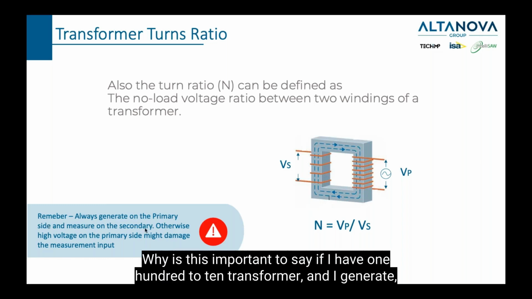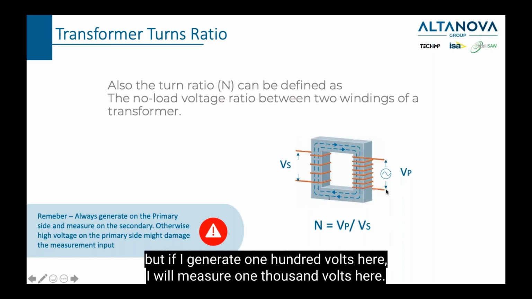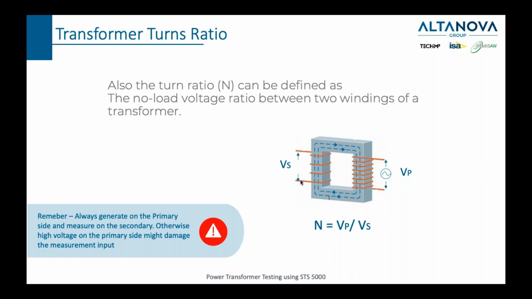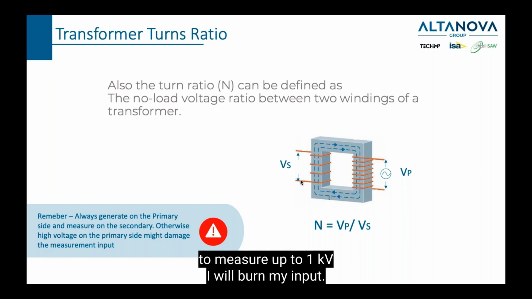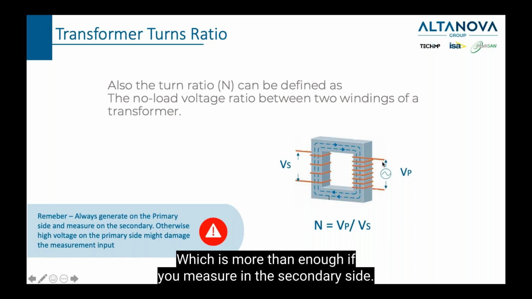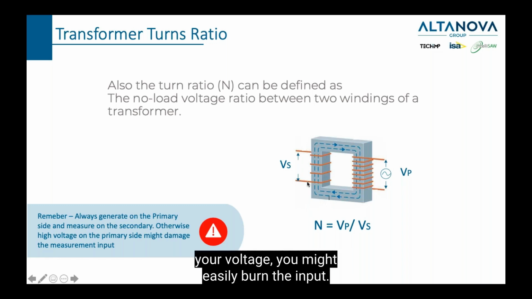Why is this important to say? If I have a 100 to 10 transformer and I generate, let's say, 100 volts here, I will measure 10 volts here. But if I generate 100 volts here, I will measure 1000 volts here. If my measurement input doesn't have a correct range to measure up to 1 kilovolt, I will burn my input. So for example, on STS, the maximum voltage you can measure is 300 volts, which is more than enough if you measure on the secondary side. But if you measure on the primary side, in that case, you're basically boosting your voltage. You might easily burn the input.